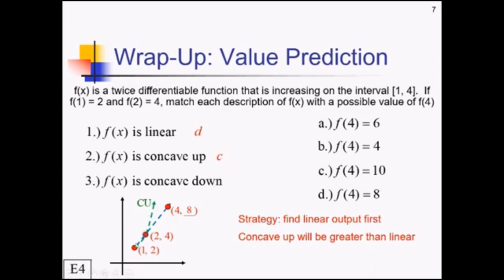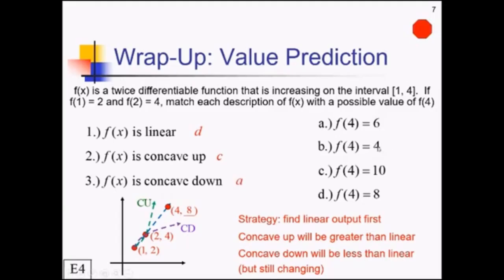Concave down, same kind of idea. Let me draw a concave down curve. This looks like it's going to be under the linear, less than the linear. But there's two answer choices that are less than 8, 4 and 6. So the key with concave down is that we're still going to be changing. So we would pick option 6 here, option A, not option 4, because we want it to be changing from y equals 4, not just staying the same. So that's it for this one.